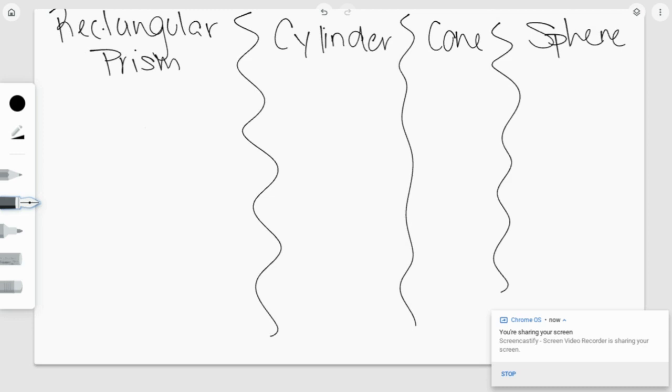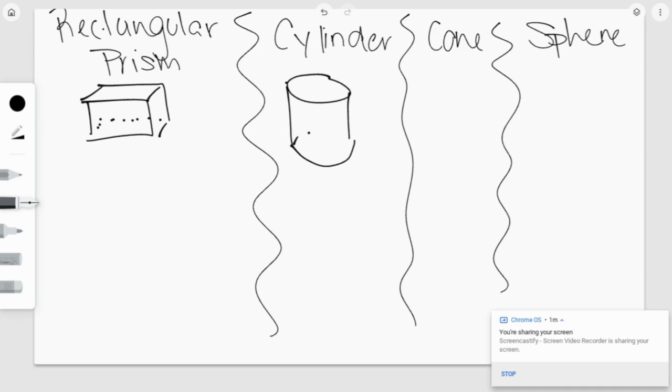Now, I'm not a very good artist, but I will try and sketch these for you so you know what they should look like. So a rectangular prism is really just like a box, but a 3D version. That was pretty awful, but you get the picture. A cylinder looks like this. It's almost like a can of soup. A cone is like an ice cream cone. And then a sphere. This is the worst one that I'm awful at drawing, but bear with me.